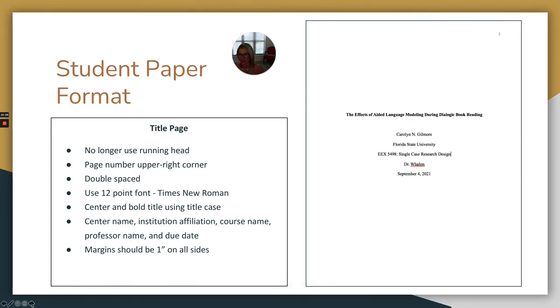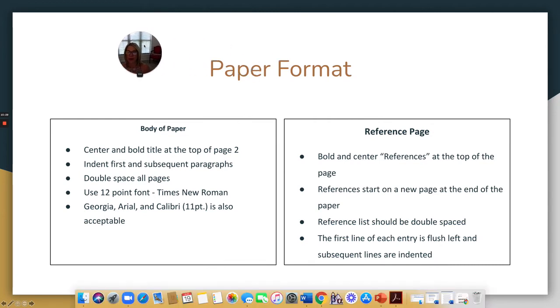And then when you think about the format of the rest of your paper, again, the body of your paper, when you start the body, your title is going to be in the center and it will be in bold. Then you're going to indent your first paragraph, and then the subsequent paragraphs will also be indented, and you double space all of your pages. Again, you continue to use the 12-point font like Times New Roman, but then APA 7 says that it's also appropriate to use Georgia, Arial, and Calibri. 11-point may be acceptable, but again, refer to what your professor asks you to use.